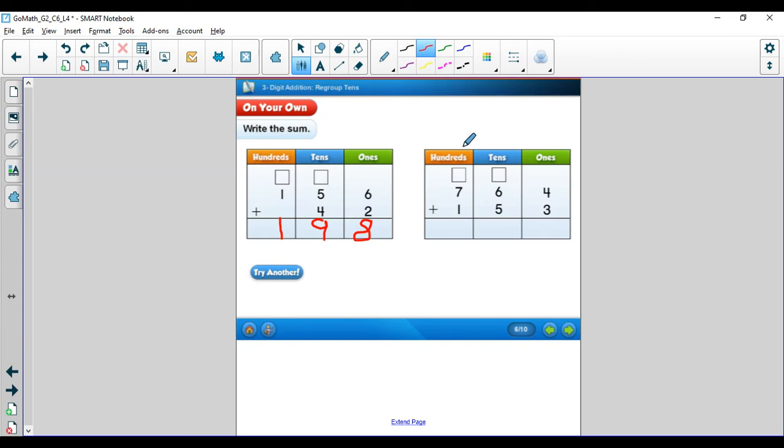Take a look at number 5. We saw 764 plus 153. In our ones column, 4 plus 3 equals 7. We did not need to regroup because that was lower than 10. We did not make a 10. Now let's look at our tens column. 6 plus 5 equals 11. Uh-oh, I can't write 11 down there. I need to take this and make 100.